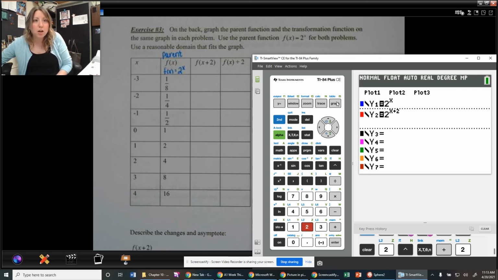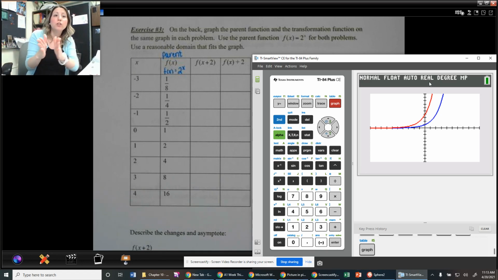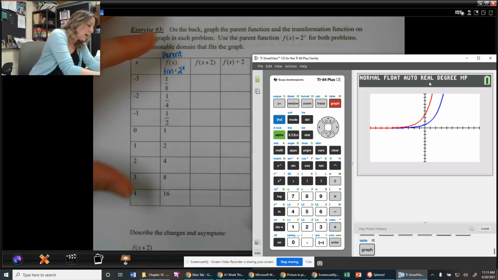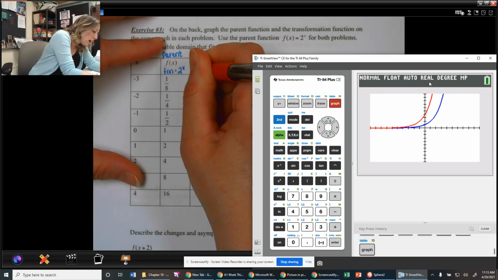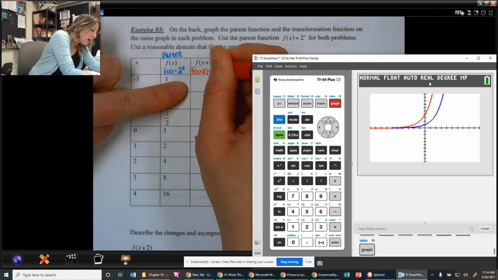If you press graph to see it, you of course see our blue parent function. It looks like they have the same points for a while here, but then red raises way up before blue. That's because this entire function moved left 2. And I know that because I made that change in the exponent of adding 2. So now if f of x plus 2, that means it's 2 raised to the x plus 2 power.